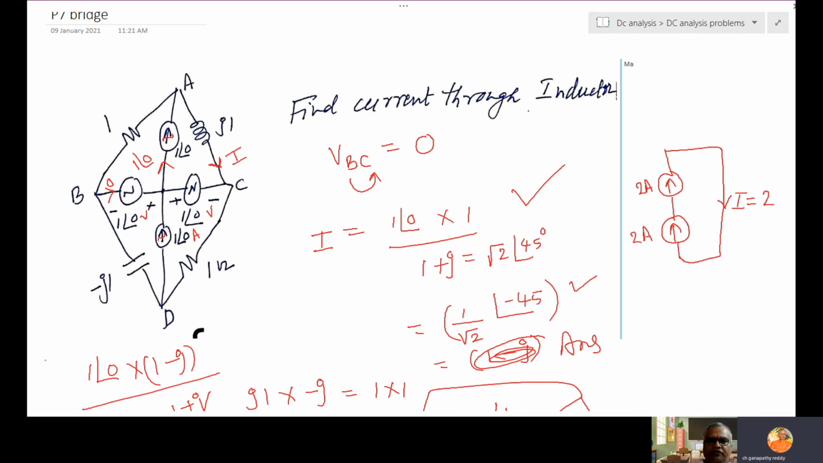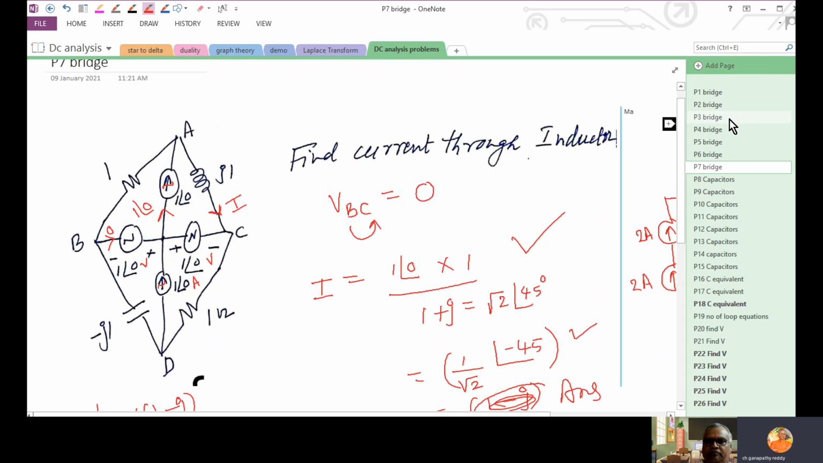This is a beautiful problem, a very confusing problem. So all these are the bridge problems. I solved all bridge problems in one place. So never expect a bridge to be available directly. That principle they ask indirectly, so be careful. Now I stop at this point. We'll continue next class with some capacitor problems.